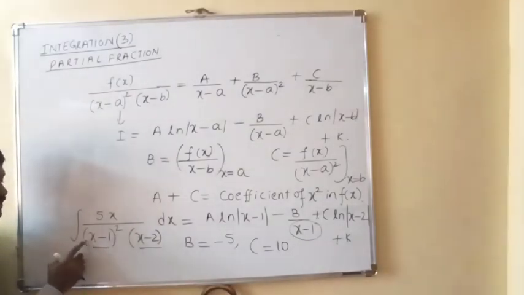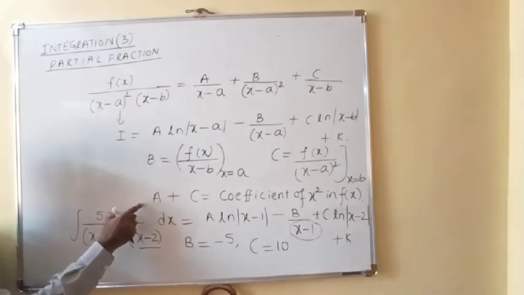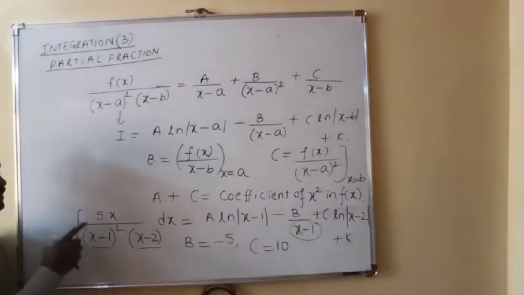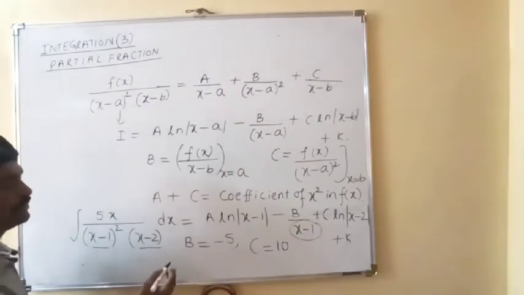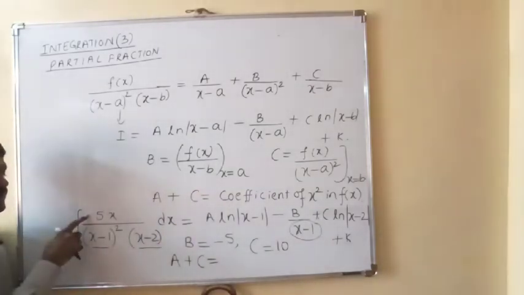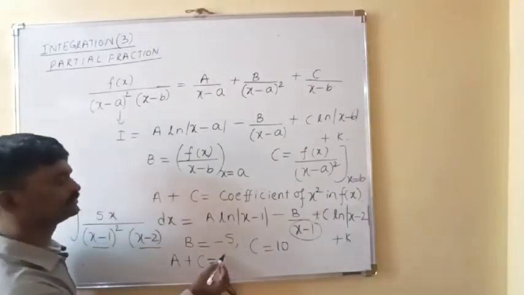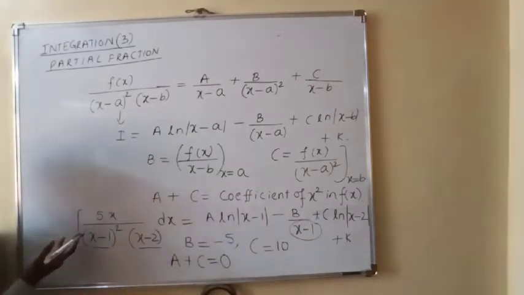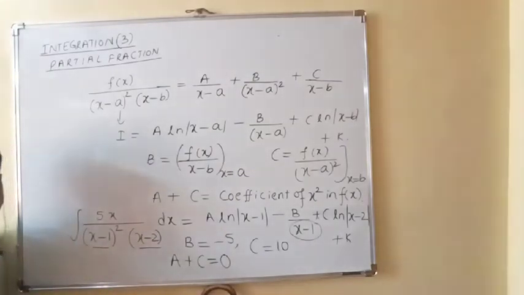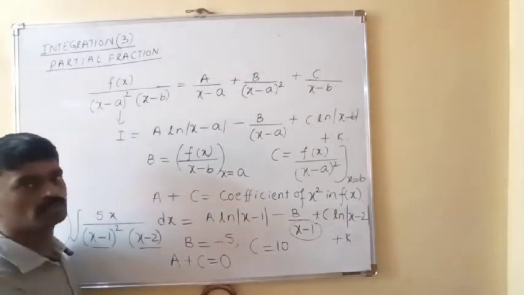Anyway, in both of these linear factors the x coefficient is 1, so directly we can use this formula: a plus c is equal to the coefficient of x square in f of x, nothing but the numerator. What is the coefficient of x square in the numerator? 0, because there is no x square term. Suppose here x square plus 5x is there, then the x square coefficient would be 1. But here there is no x square term, so the x square coefficient is 0. So a plus c is equal to 0.